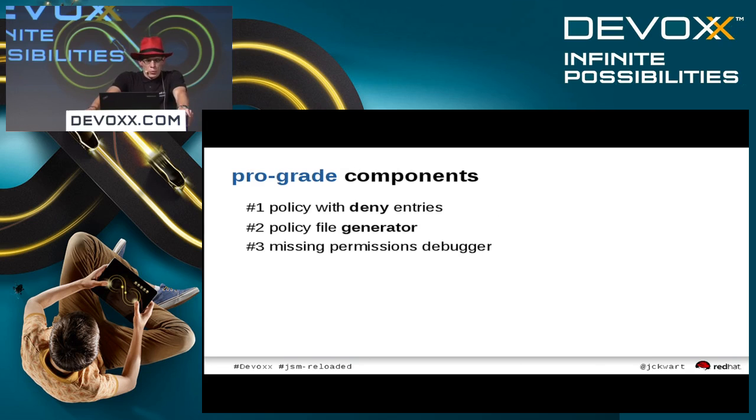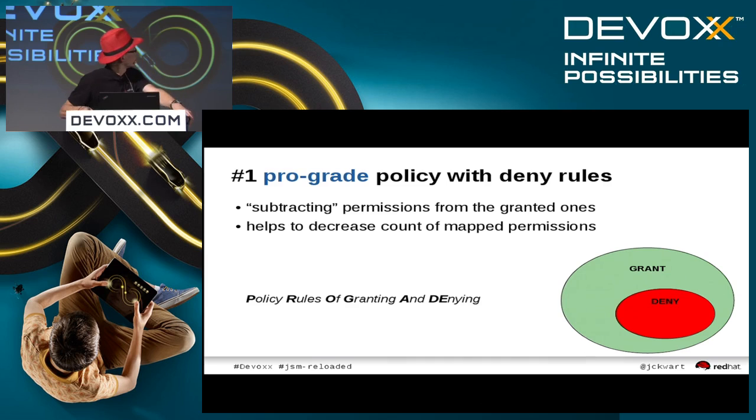The ProGrade library has 3 main components. The first is a policy file with deny entries. The second is a policy file generator. And the third is a missing permission debugger. We will look into them in a little bit more detail.